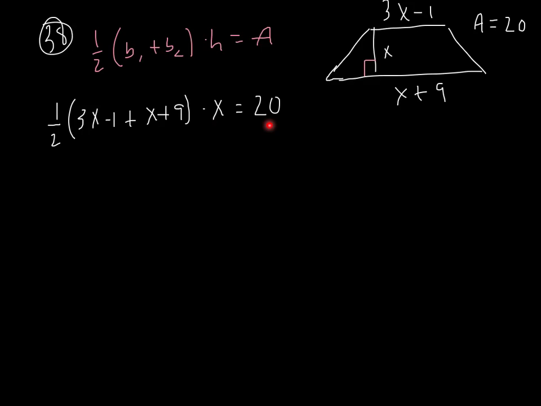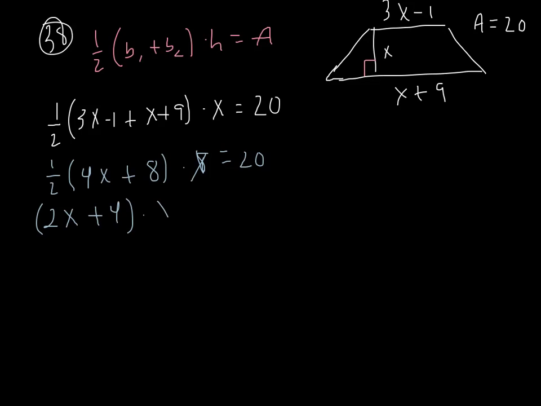All right, now let's just follow careful arithmetic. So we got to do what's inside the parentheses first. So 1/2 times 3x plus x is 4x, negative 1 plus 9 is positive 8, close parentheses, times x equals 20. All right, let's distribute our 1/2. Look at this, so nice, 2x plus 4, times x equals 20. All right, now I've got to distribute that x into here, so that's 2x squared plus 4x equals 20. Lo and behold, everybody is divisible by 2.